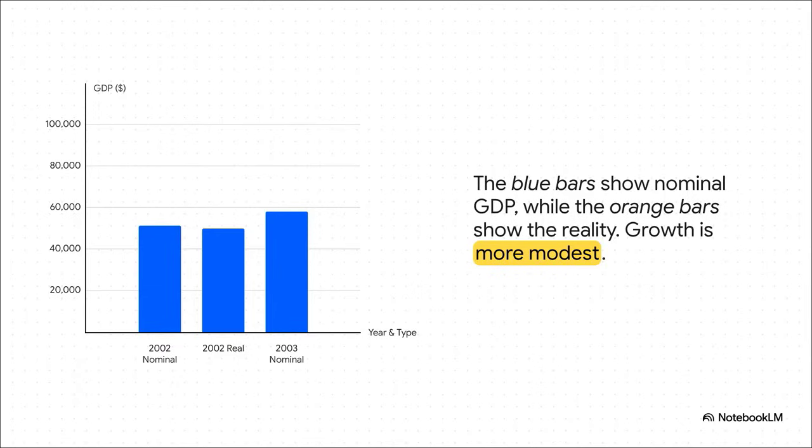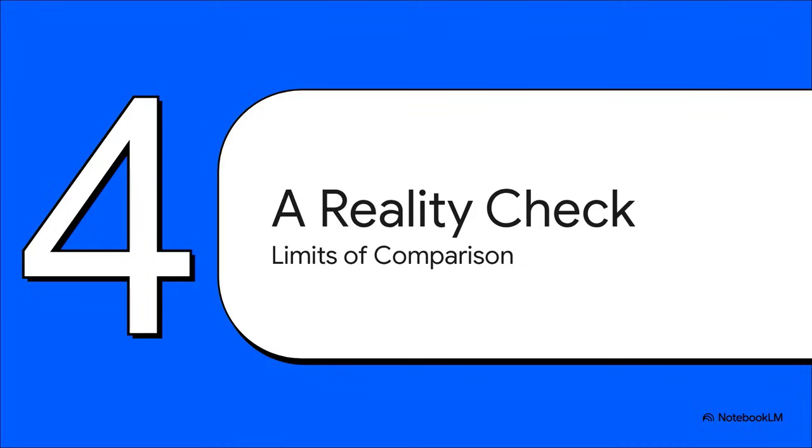The orange bars, that's the real GDP. That's the reality. See, there's still growth, but it's much, much more modest. A huge chunk of that impressive jump we saw before wasn't because we were making more stuff. It was just inflation, making everything more expensive. Now look, this is an incredibly powerful tool for comparing growth from 1 year to the next.